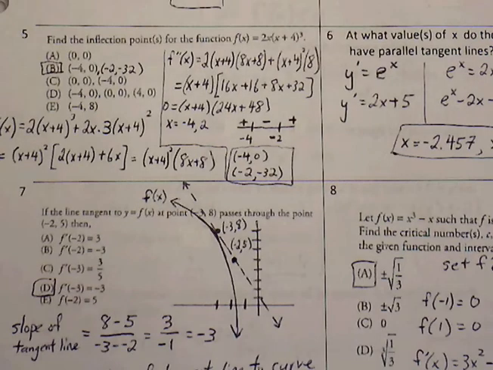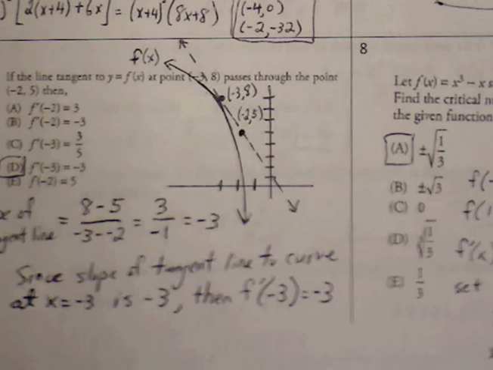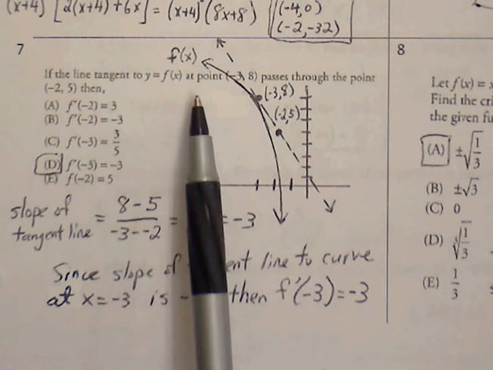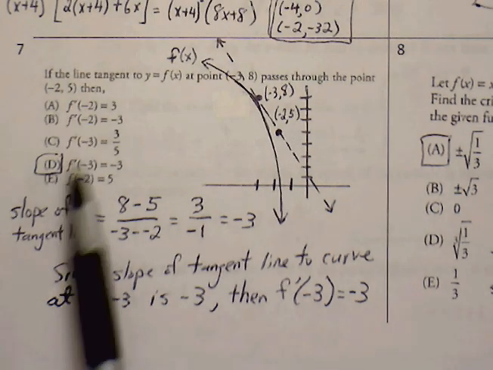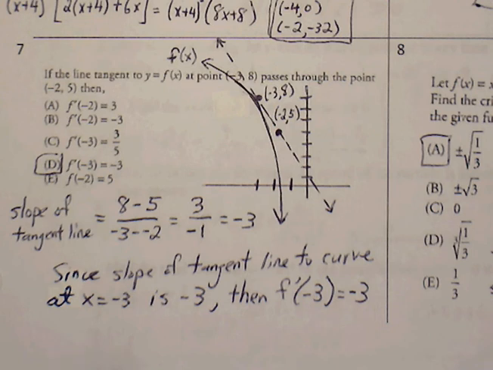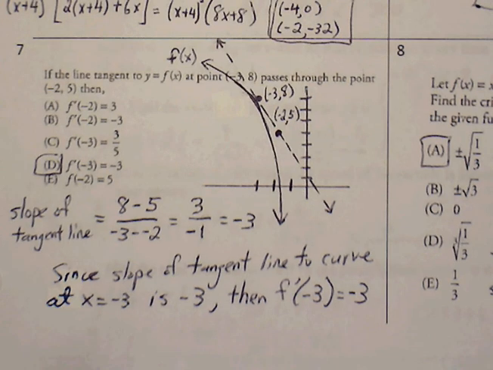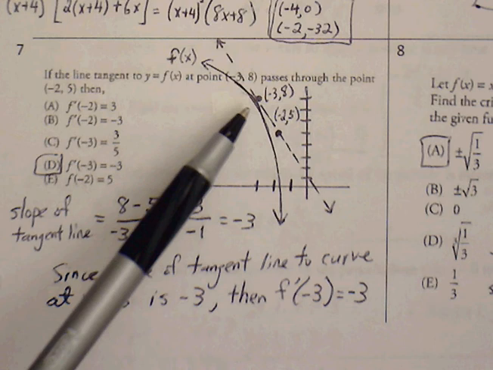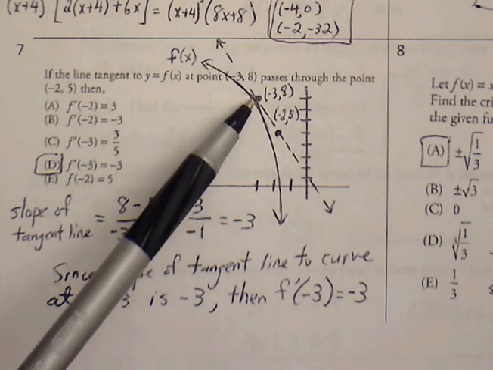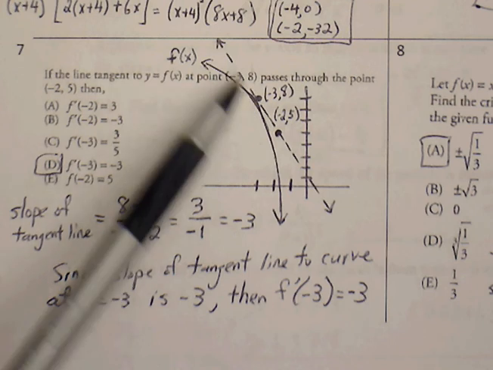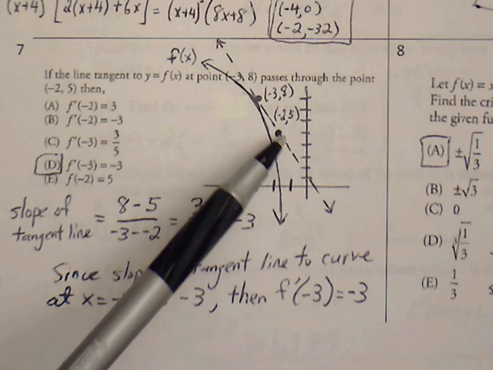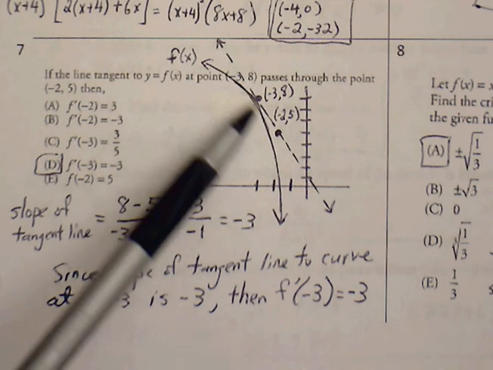Okay, number 7. If the line tangent to f of x at point negative 3, 8 passes through negative 2, 5, then, okay, so I'm going to just show a sketch of the graph of visually what could be happening here. So we have a line that is tangent to a curve. Okay, so I drew a line through negative 3, 8. So this is the point of tangency between the tangent line and the curve.